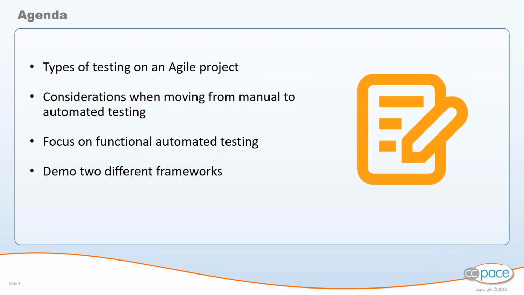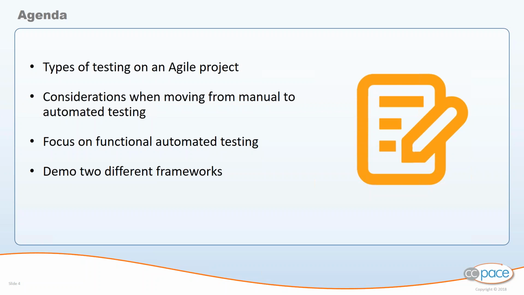So what does this webinar cover? We'll start off by discussing the different kinds of tests that you would need on an Agile project. We'll talk about which of these should be automated, and then discuss where manual testing fits in with Agile. Then we'll talk about some important considerations and best practices, especially when moving away from manual testing and taking that first step towards automation. Then we'll talk about functional automated tests. And then we'll end with a demo showing you some examples of functional automated tests on a real application. We'll use two different frameworks, one in the Java space and the other in the .NET.